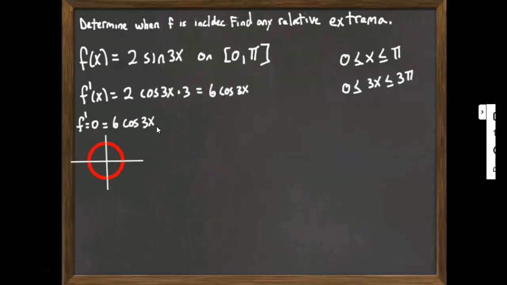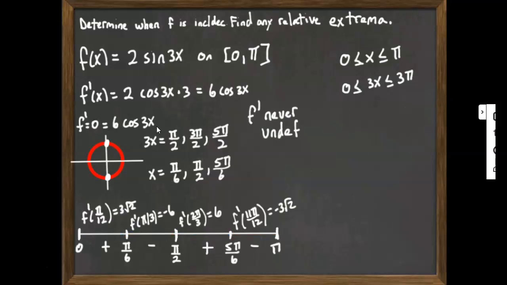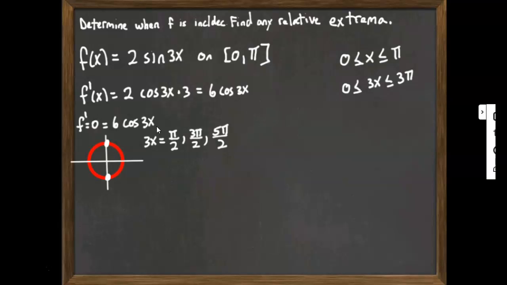Okay, so at this point we draw our circle. The places where cosine is 0 on the unit circle occur on the y-axis. And so those would be pi over 2 and 3 pi over 2. I apologize for that, I think I hit the wrong button somewhere by mistake.